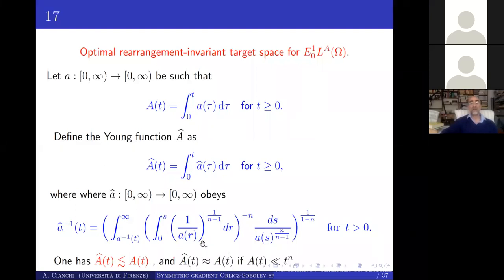And in fact, the two functions are equivalent near infinity and also near 0 if A is far apart in a suitable sense from the critical growth t to the n. And t to the n is critical, as you well know, in the Sobolev type embeddings. So if A is far from t to the n in the sense of Matuszewska or Orlicz indices, but I'm not going to define them, then the two functions are equivalent.